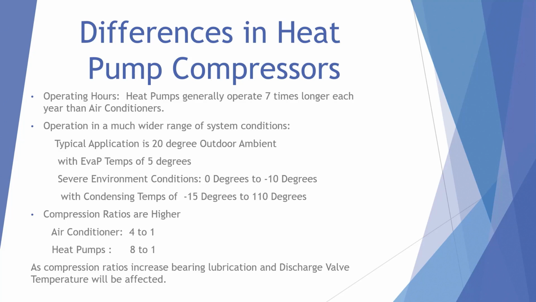Compression ratios are also higher. Air conditioners usually run 4 to 1. Heat pumps normally run 8 to 1. As compression ratios increase, bearing lubrication and discharge valve temperature will be affected.